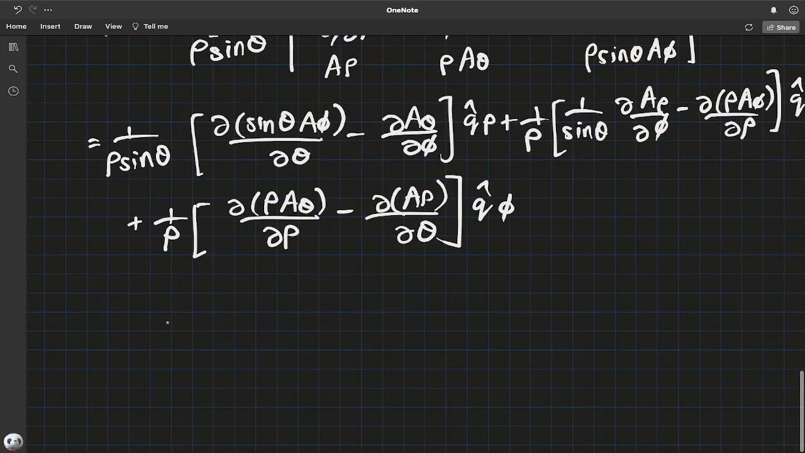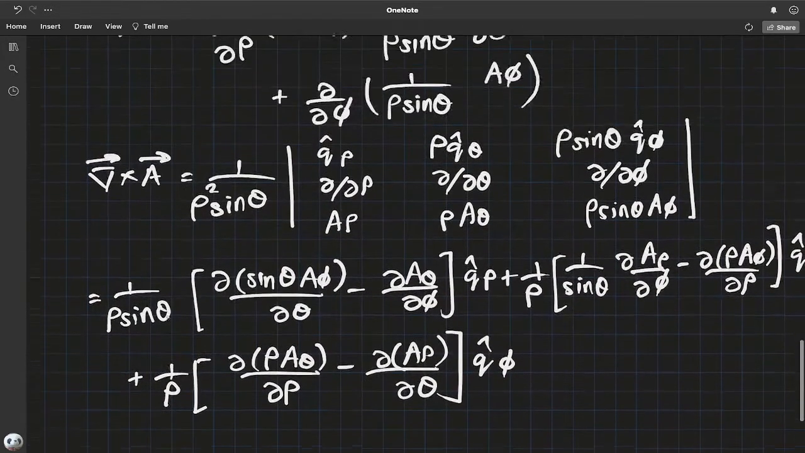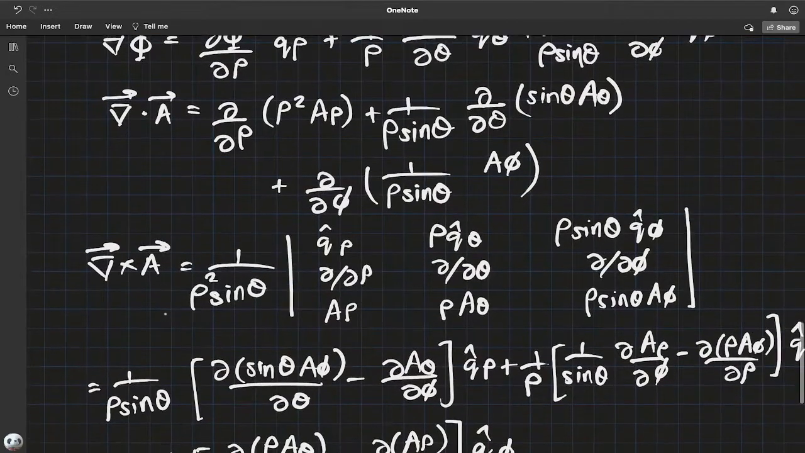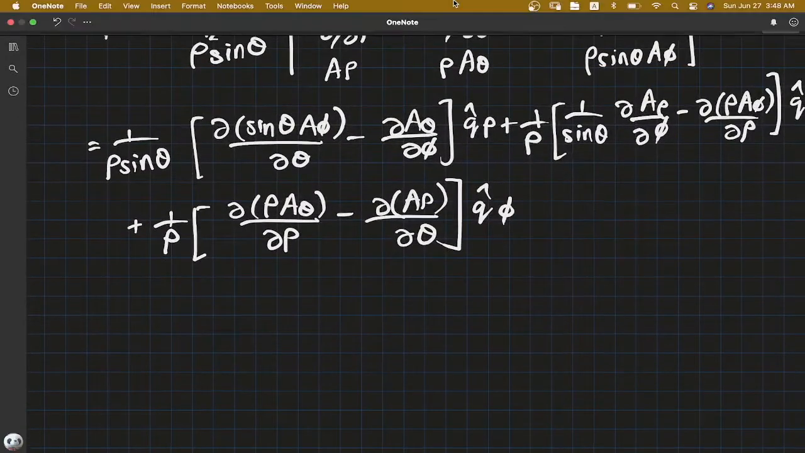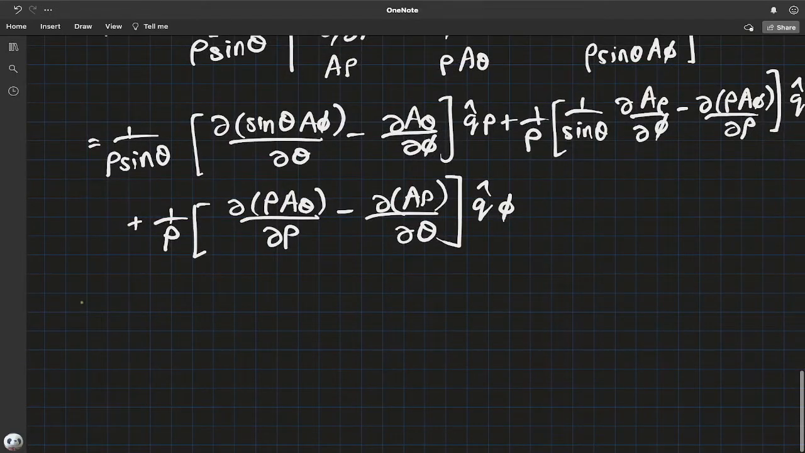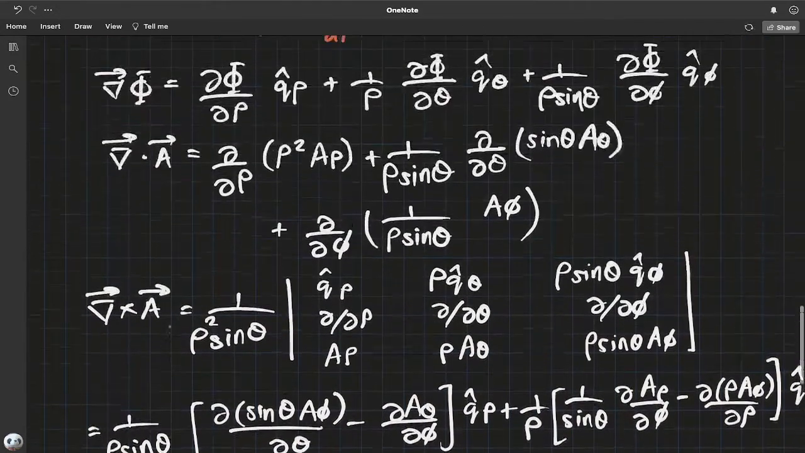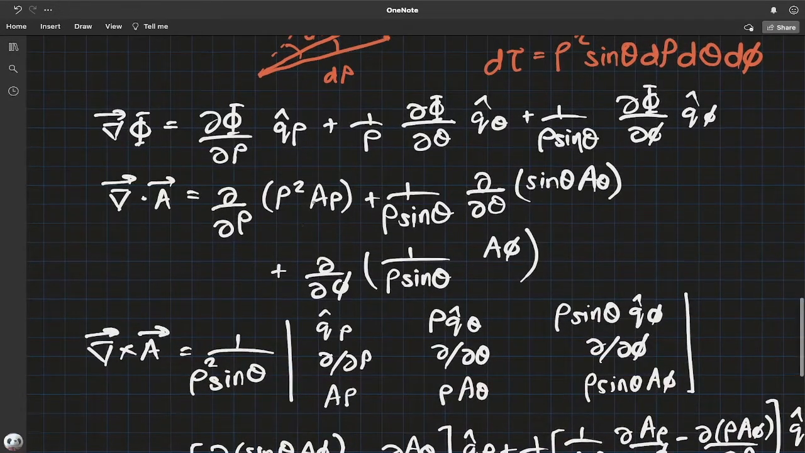If you want, I can do the Laplacian of A. Okay, so let's do this quickly. The Laplacian is the divergence of the gradient of a scalar field. Let's do the scalar one before, which is the Laplacian. So for that, you just need to substitute the gradient term inside this formula.